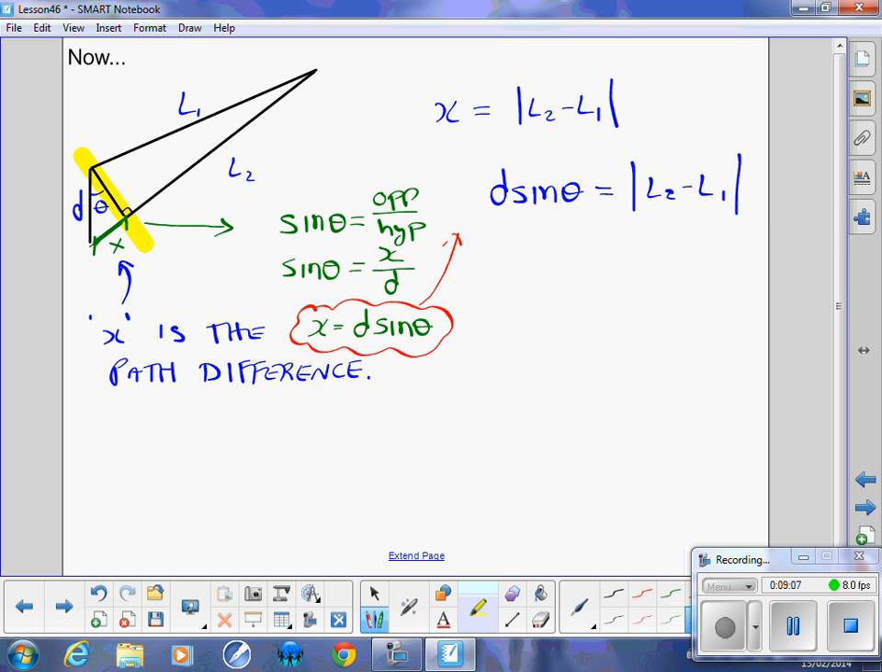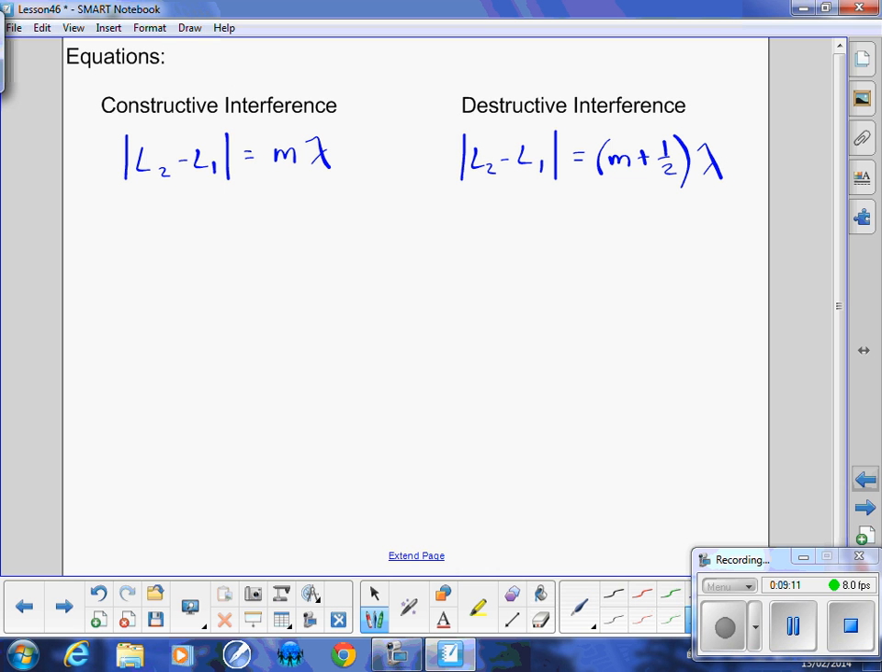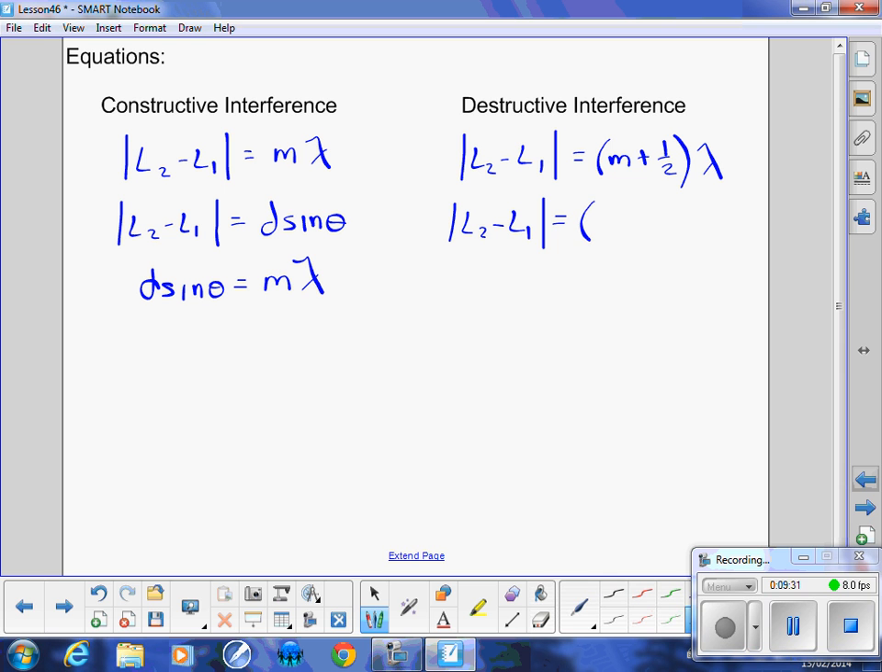All right. So we go back a slide then. Over here, L2 minus L1 is equal to d sine theta, which would mean that d sine theta, we're going to do all the iterations, is equal to m lambda as well. Similarly, L2 minus L1 equals d sine theta.